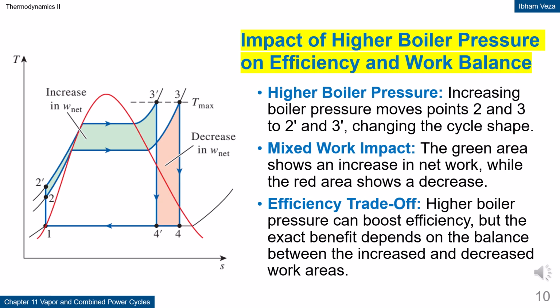Impact of higher boiler pressure. Increasing boiler pressure changes the cycle shape on the TS diagram and affects two opposing work areas. One part shows an increase in work, while another shows a decrease. The final result depends on the balance between these two effects. In general, higher boiler pressure can improve efficiency. However, it also increases material requirements and cost.